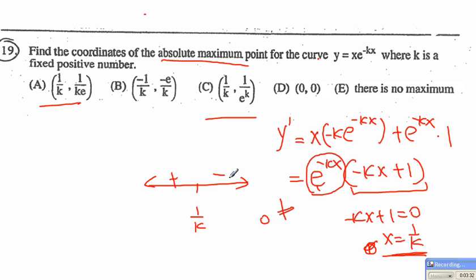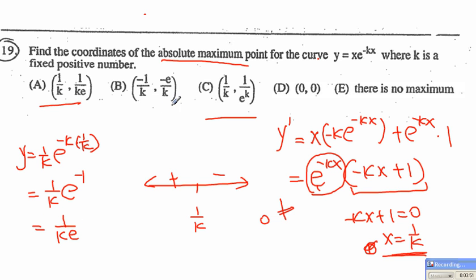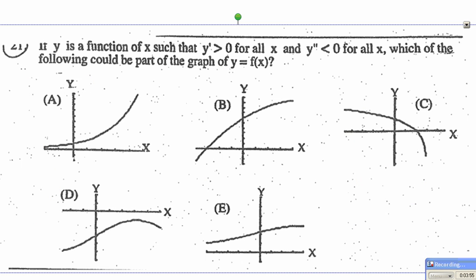Now, when you plug in 1 over k to the original function, then y becomes 1 over k times e to the negative k times 1 over k. Which gives us the result of e to the negative 1, that means 1 over ke. So therefore, our answer becomes choice A.